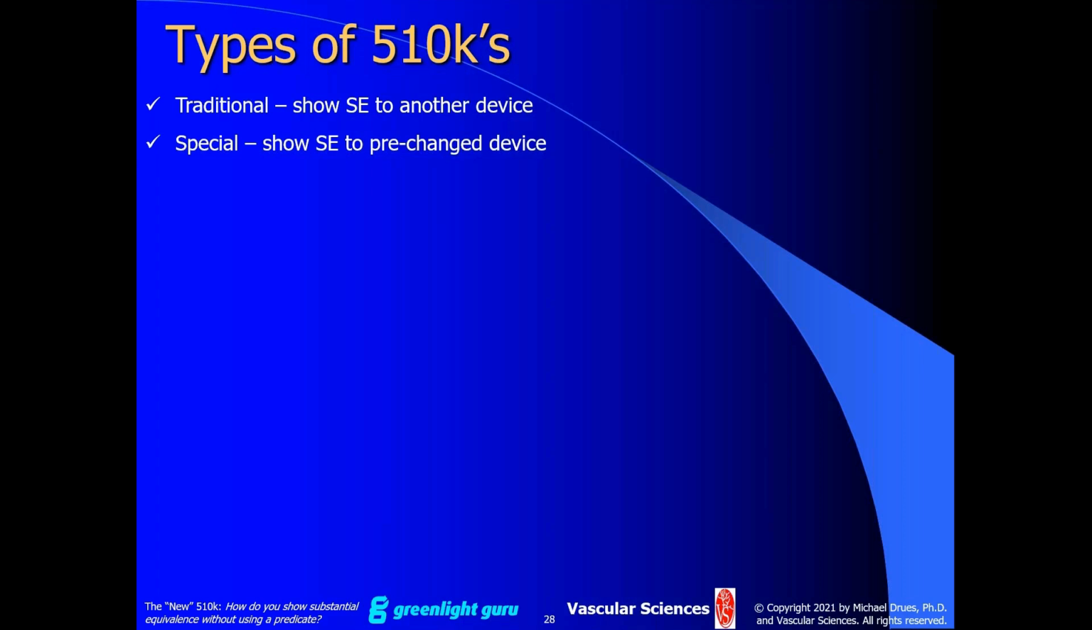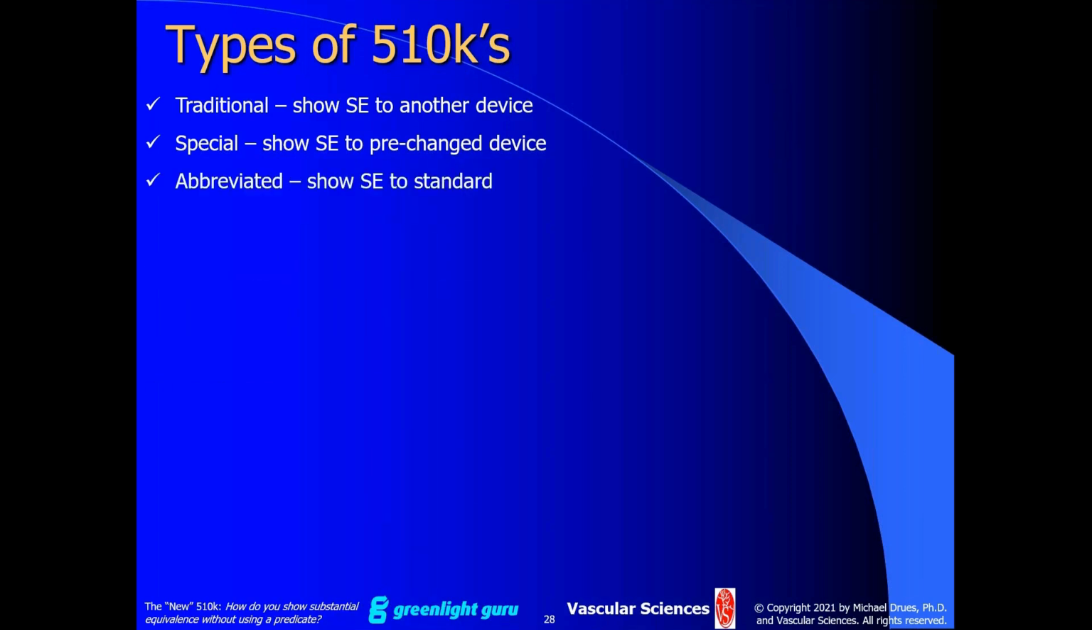And so with a special 510K, we still need to show substantial equivalence. But in this case, we need to show that our changed, our modified device, whatever you want to call it, is substantially equivalent to our pre-changed device, the device that was on the market prior to making any change to it. So we're still showing substantial equivalence, but in a different way compared to the traditional 510K.